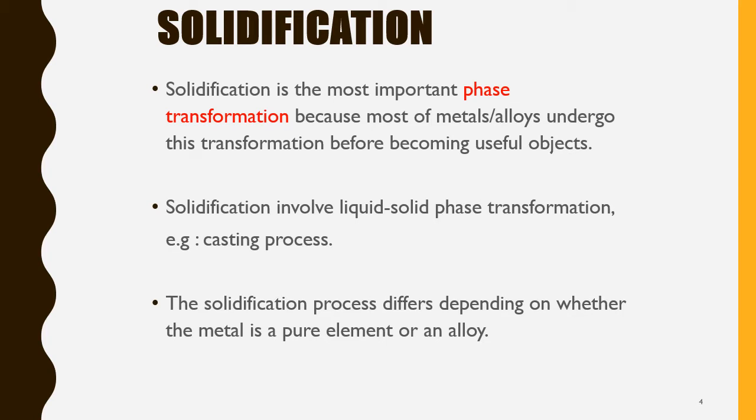Solidification is the most important phase transformation because most metal and alloy will undergo this transformation before becoming a useful object. All metal are heated and melted before it can form into any useful object or product. And solidification will involve liquid solid phase transformation. For example, casting process. The solidification process is different with others because some metal are pure element, some metal are alloy element.